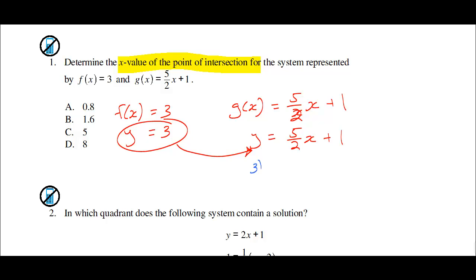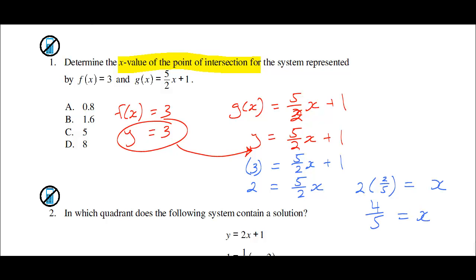So we substitute the 3 in for the y, and now we have 3 is equal to 5 over 2x plus 1. Gathering our like terms and bringing the 1 to the other side, subtracting 1 on both sides, gives us 2 is equal to 5 over 2x. Then by multiplying by the reciprocal, we have 2 multiplied by 2/5 is equal to x, which gives us 4 over 5. They have the answers written in decimal format, meaning the solution is 0.8. Okay, so there's the first one, done.